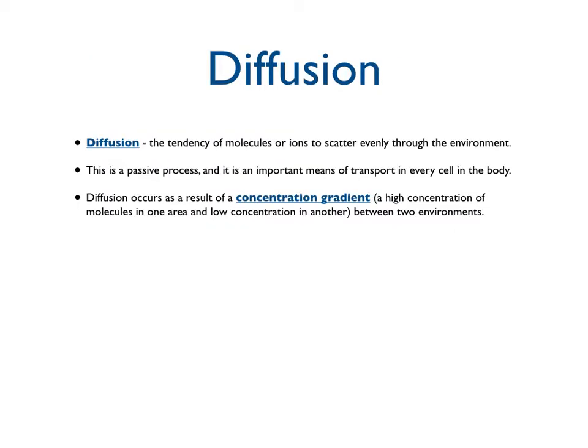Remember that in passive transport, molecules move from an area of high concentration to an area of low concentration. This process is called diffusion, and as a result, molecules and ions become evenly dispersed in their environment. Again, the main factor driving this process is a concentration gradient.